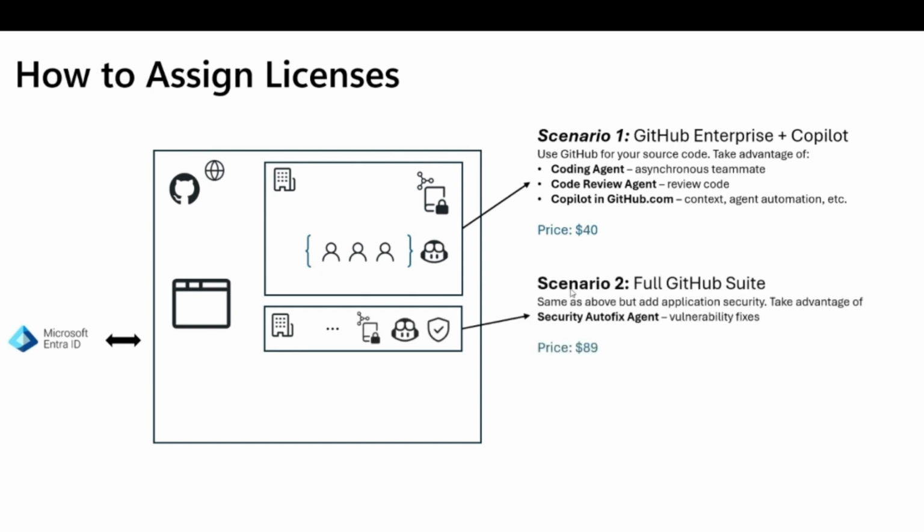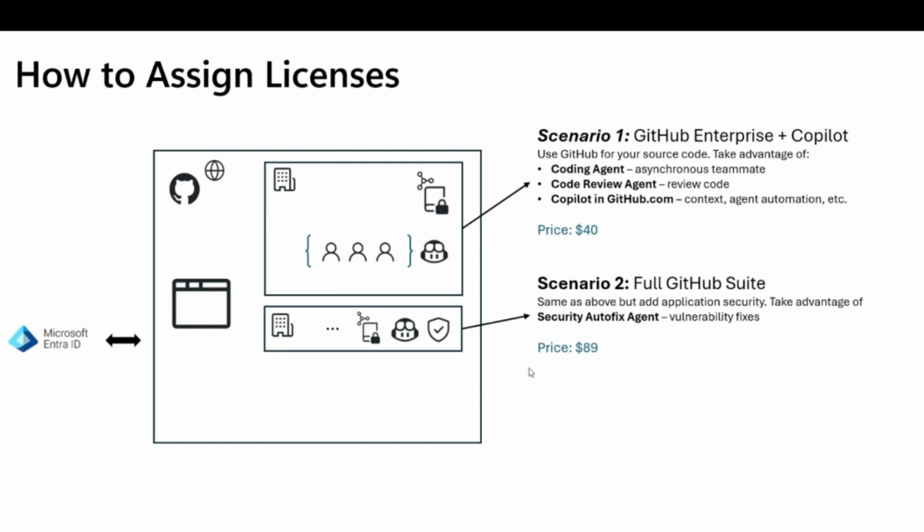Now, a second scenario is, let's say my other business unit wants to leverage GitHub Copilot. I want to have source code hosted in this organization, but I also want DevSecOps implemented so that I can have the most security that I can afford in my organization. This is scenario two, which is the full GitHub suite. It is the same as the above, where you have a GitHub Enterprise and Copilot license, but you can add advanced security and take advantage of capabilities like the security autofix agent, which automatically fixes vulnerabilities, as the name suggests. The list price of all these licenses combined would be $89 per user per month.